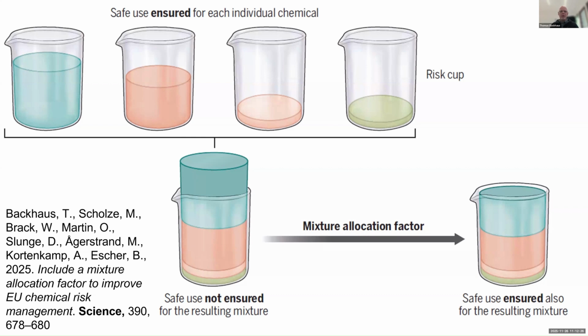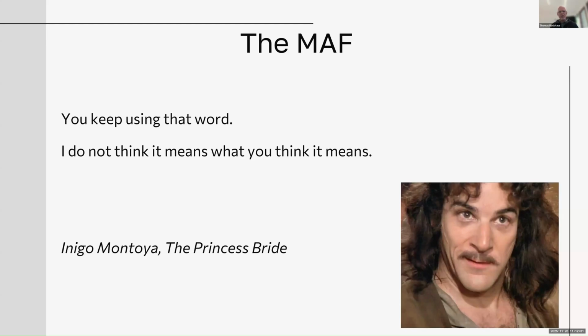We're talking about the mixture assessment factor and the mixture allocation factor. The critical thing here is that we need to be really sure what we mean by that. People keep using that word, and I'm pretty sure that it doesn't mean what they think it means. So the Princess Bride here is really a good guiding principle. Let me walk you through a mock-up study and then a real case study so that we can see what that means and what it implies.